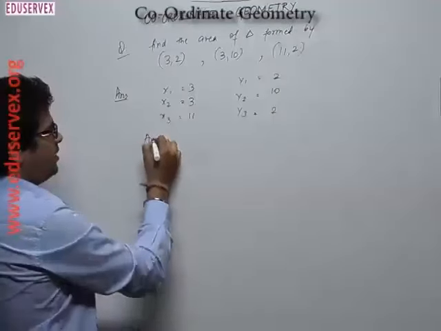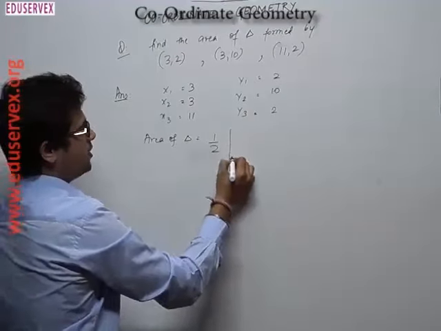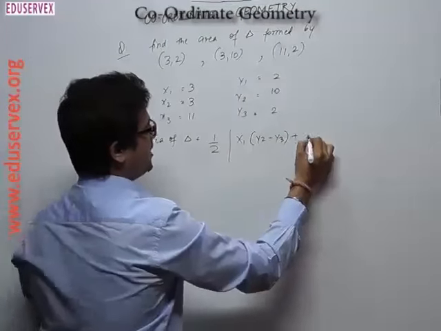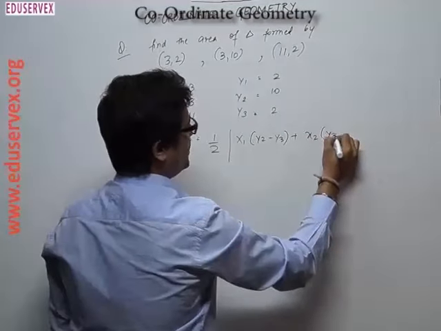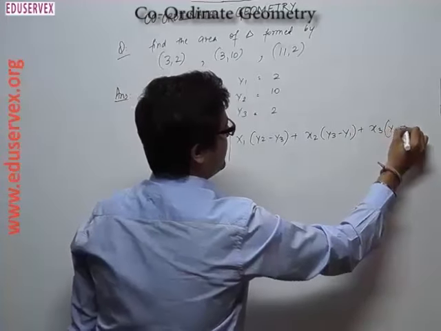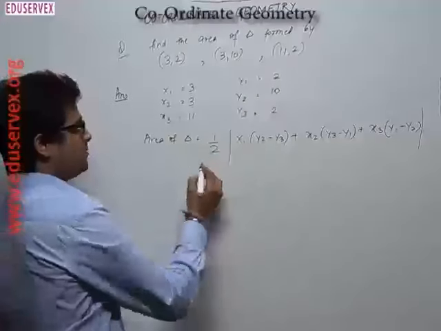Because we have a formula for the area of a triangle, which is half into modulus of x1 (y2 minus y3) plus x2 (y3 minus y1) plus x3 (y1 minus y2), mod. Clear? So now we'll simply put the values.